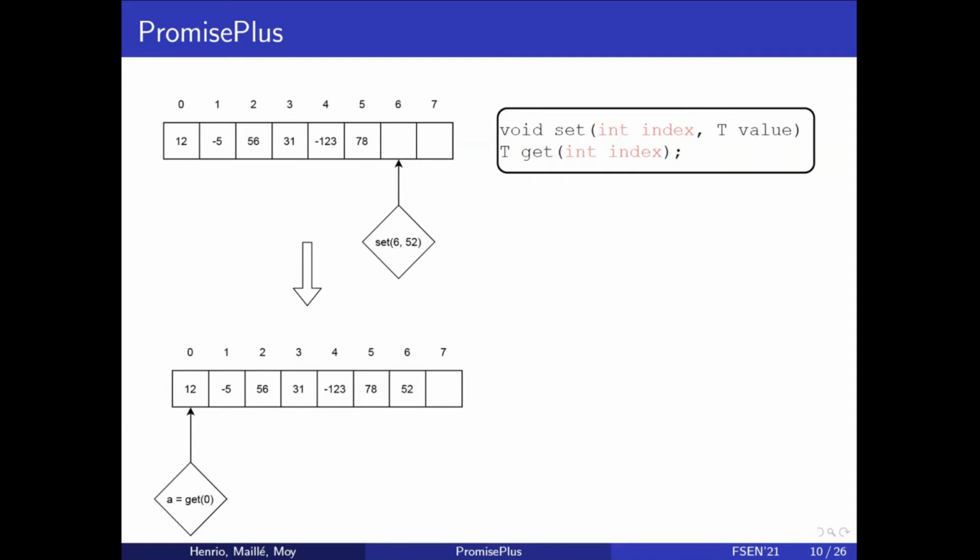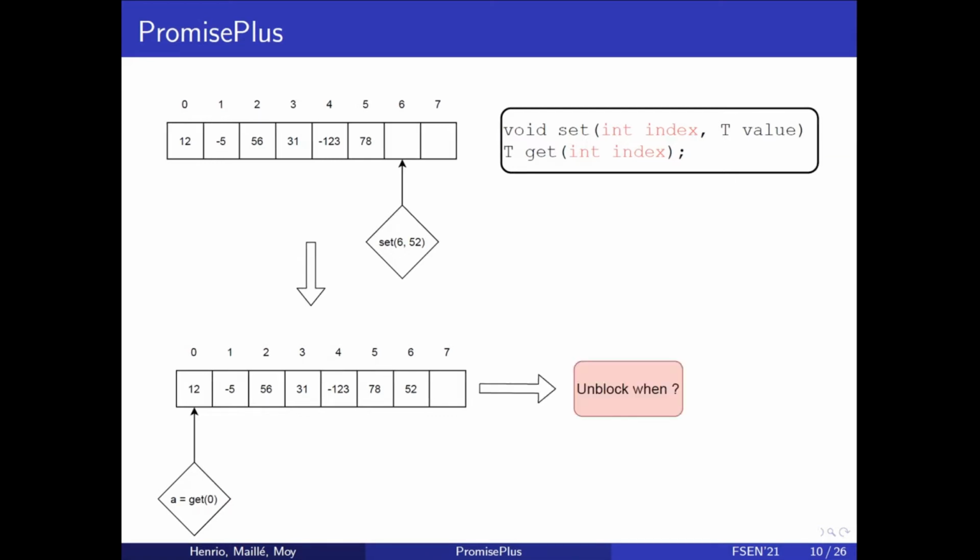So the first thing to observe here is that Promise Plus will work also a bit like a FIFO, in the sense that values will be written in the order of indices. First, we'll write index 0, then index 1, then 2, 3, 4, 5, 6, and so on. This will be quite useful later. So here, A equals get(0). That's fine, but remember we are wondering about working with chunks. So where are the chunks? When do we unblock this call to get(0)?